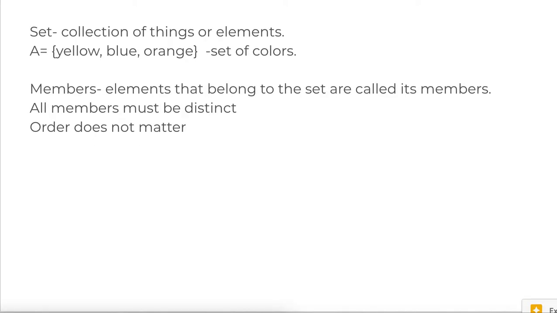A set is a collection of things or elements. As you can see, the set A that I've written here is yellow, blue, and orange. That is a set of colors. The elements that belong to a set are called its members, and all members must be distinct, but the order does not matter. So if here the set A was blue, yellow, orange, it would still be the same set A.